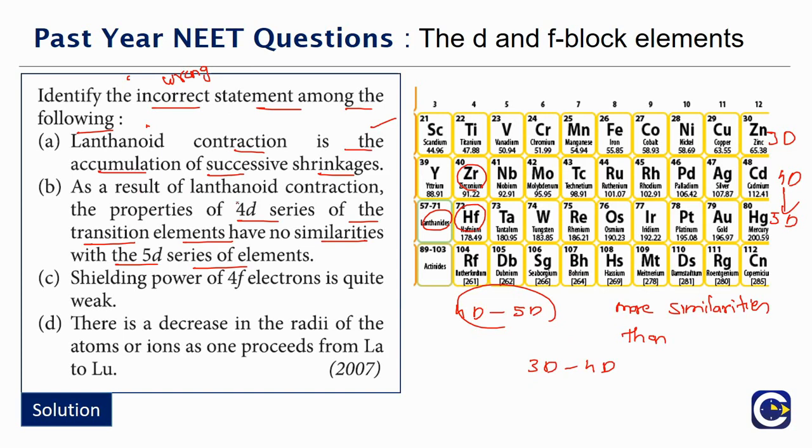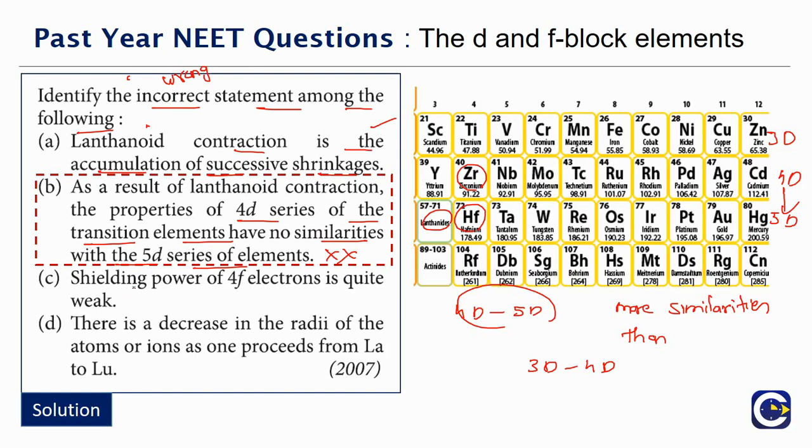So here the option statement is saying that, as a result of the lanthanide contraction, the properties of 4d and 5d have no similarities. This is wrong, because they in fact have similarities because of the lanthanide contraction. So we are looking for the wrong or incorrect statement, so statement B is the incorrect one.